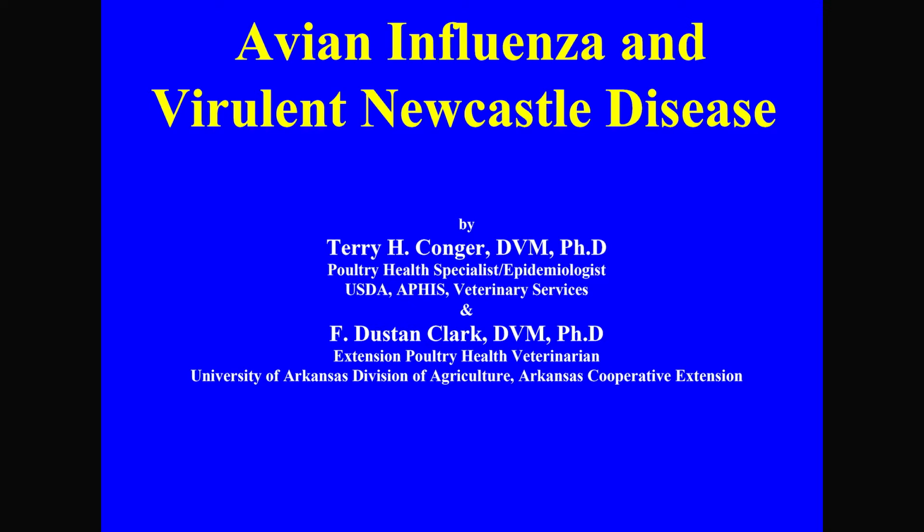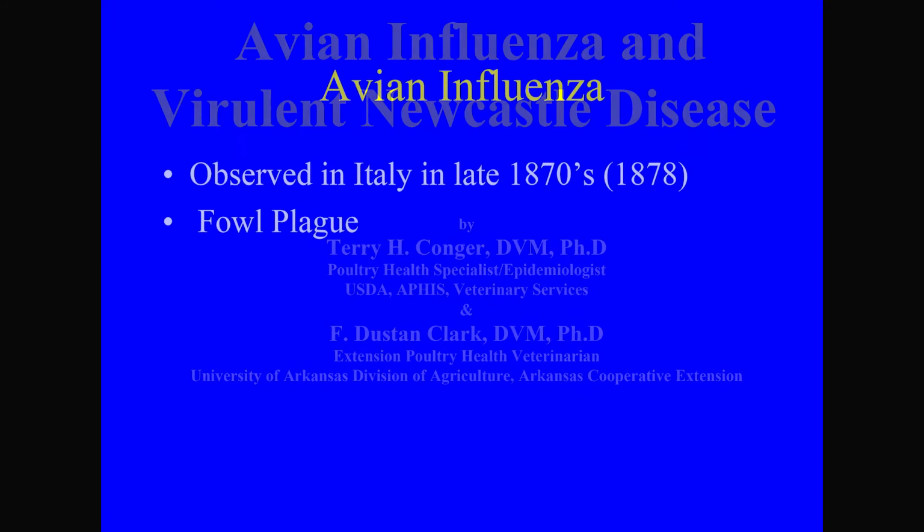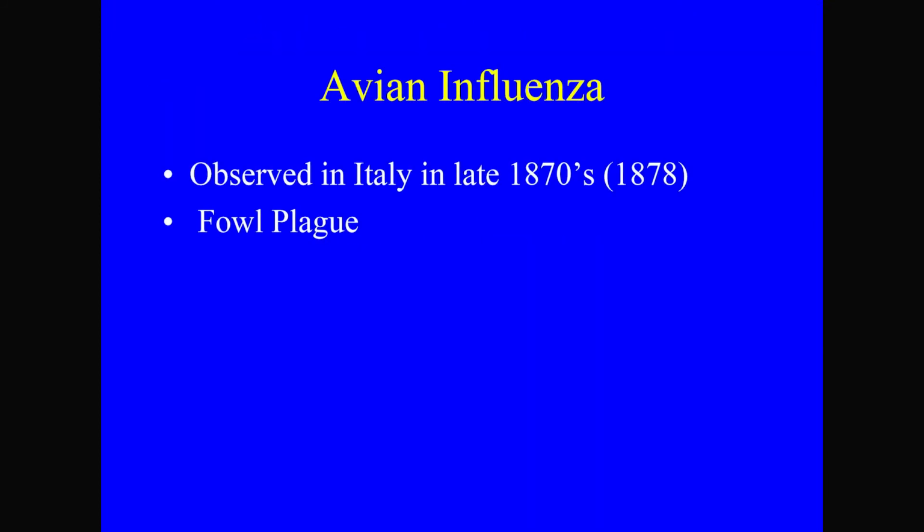Now, the first one, avian influenza, was observed sometime in the late 1870s, sometimes thought to be around 1878, in Italy, and at that time it was referred to as fowl plague because it was a very devastating disease.